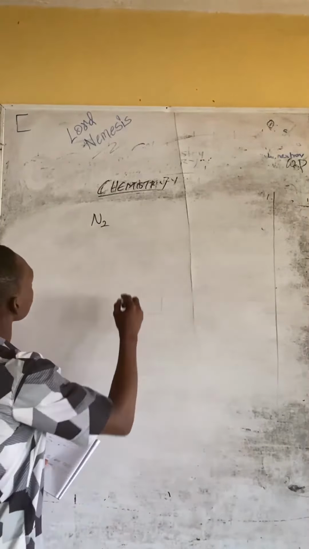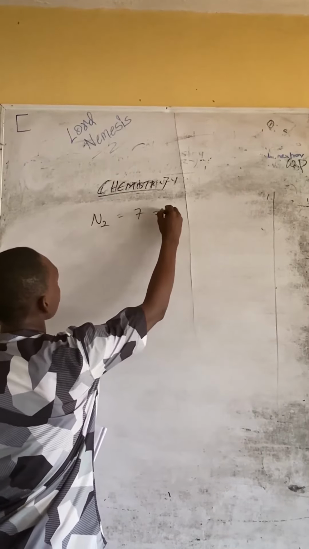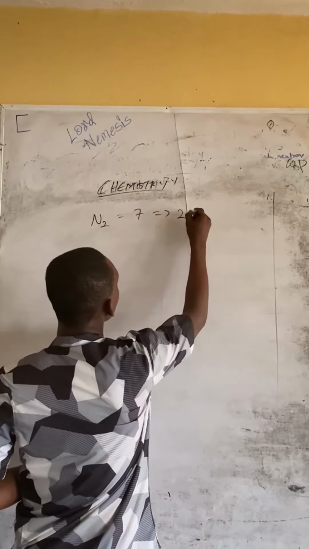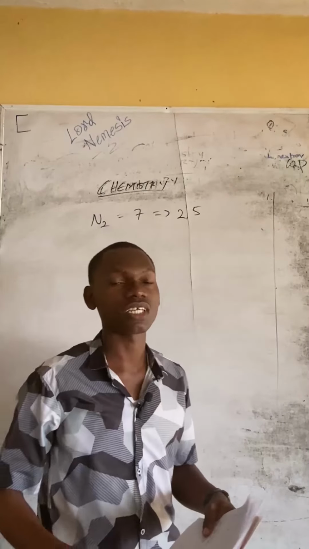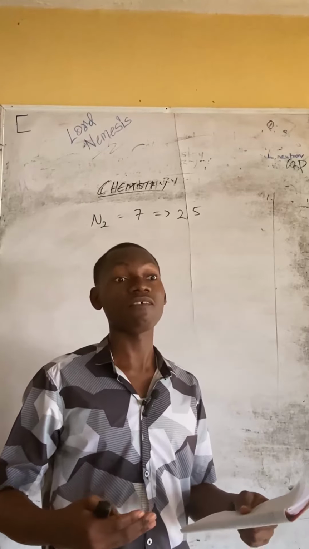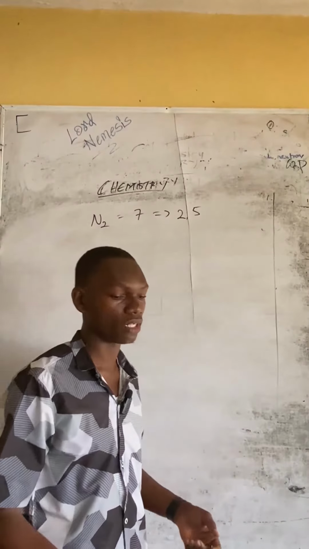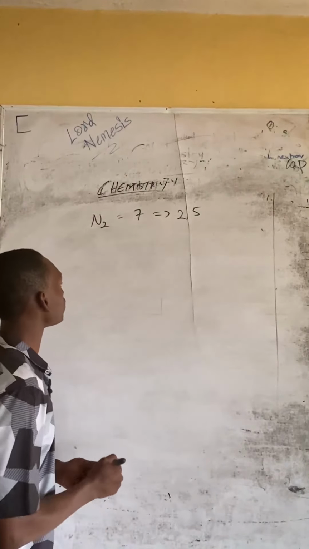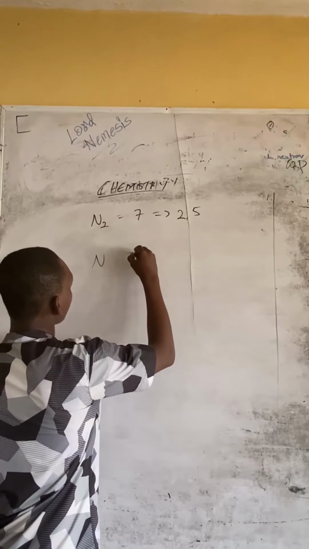Now let's see, the atomic number for nitrogen is 7, and we know the electronic configuration is 2, 5. So it means nitrogen has 5 electrons in its outermost shell that will be involved in bonding in covalent bonding with the second nitrogen atom. So what we simply do is we draw the 2 nitrogen atoms involved.